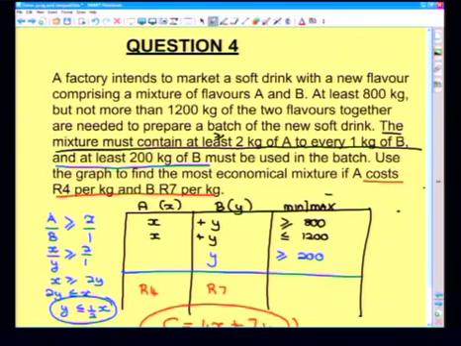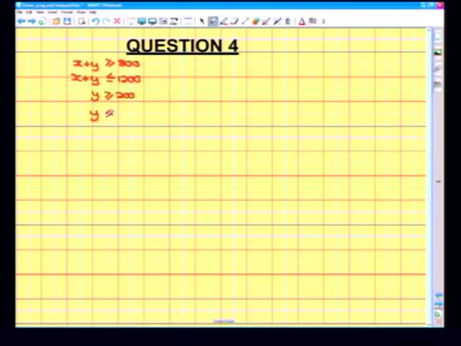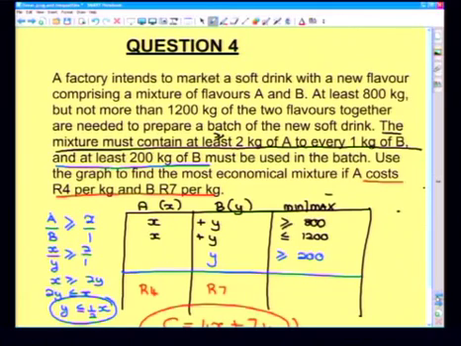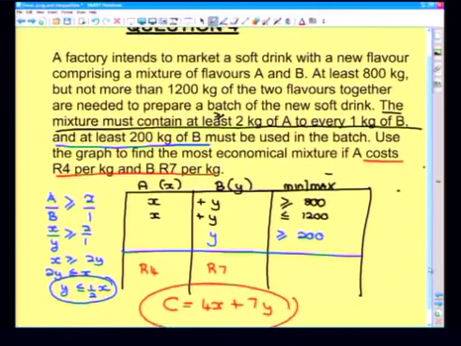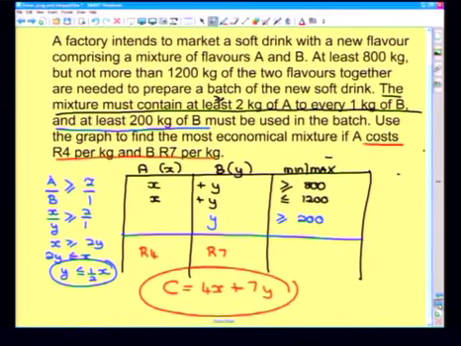And this one here, y less than or equal to a half x. Oops, wrong way around. y less than or equal to a half x. Okay. And then all we've got left is the thing we're going to optimize, which is 4x plus 7y.